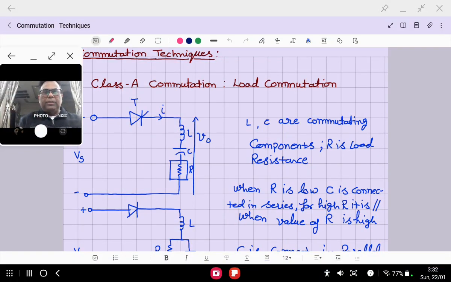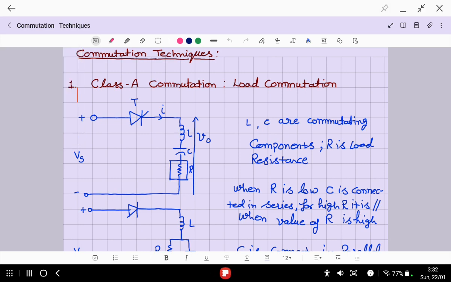Today we are going to study the commutation technique. As we know, the thyristor is a current control device. So once it is on, it cannot be turned off unless the current flowing through it is less than the holding current. Right? So we have to use some mechanism so that the current flowing through it is less than the holding current. For that we have certain commutation techniques.